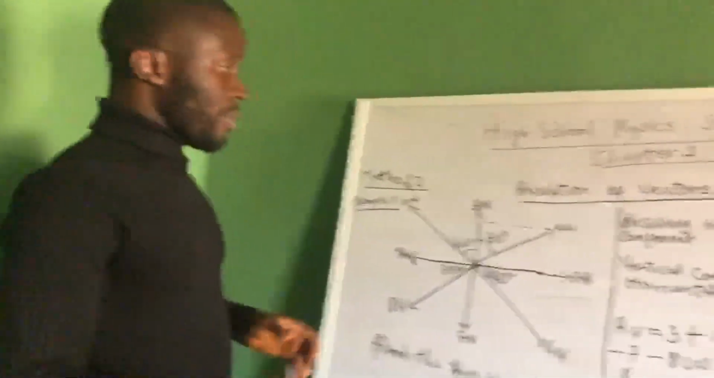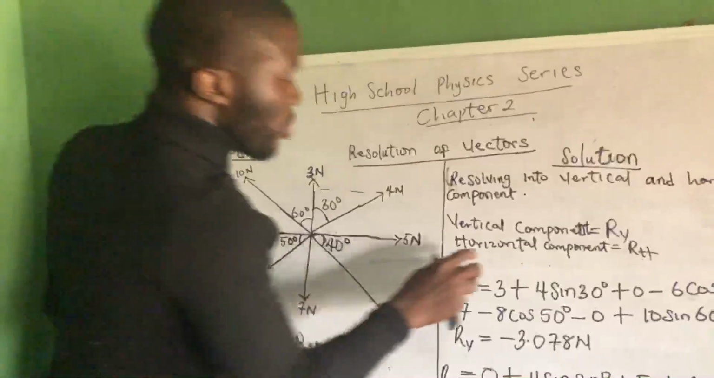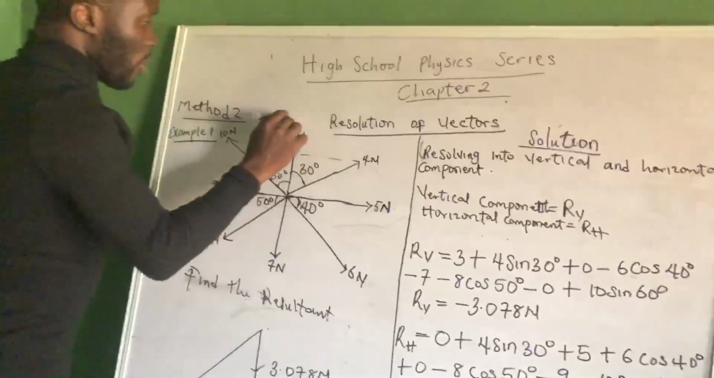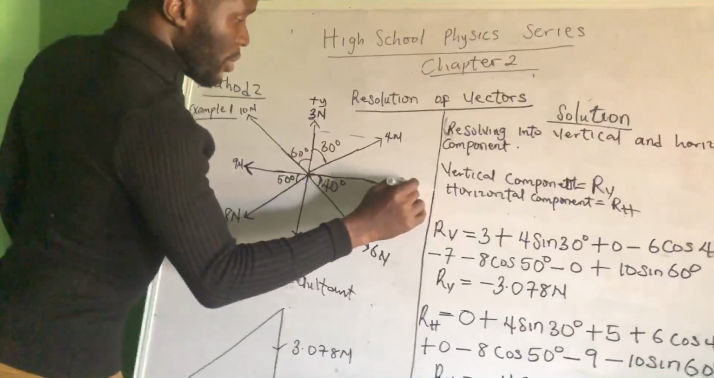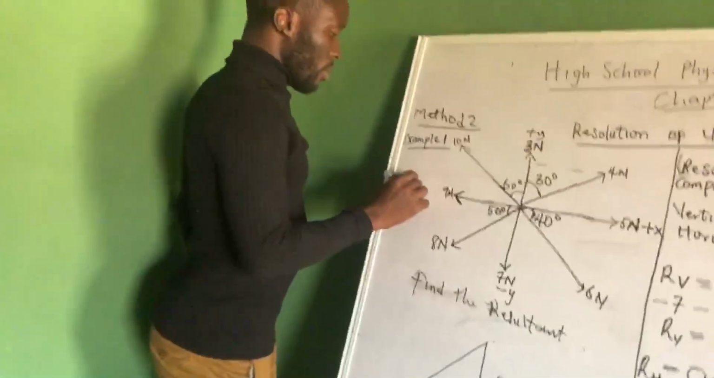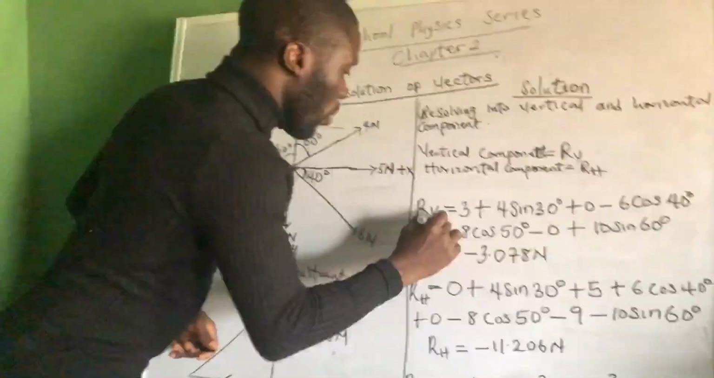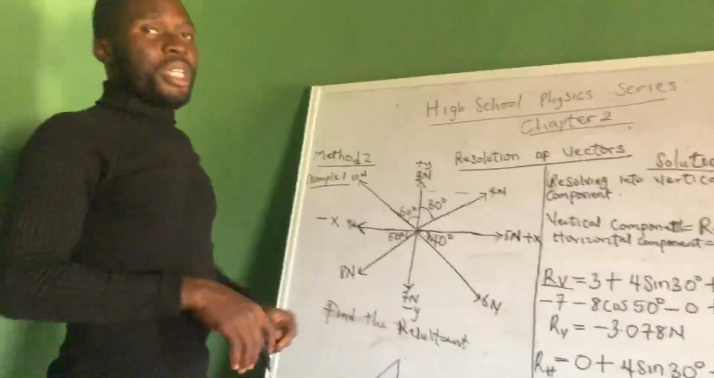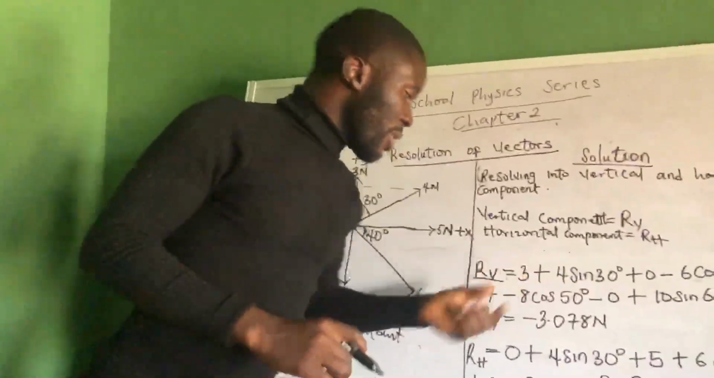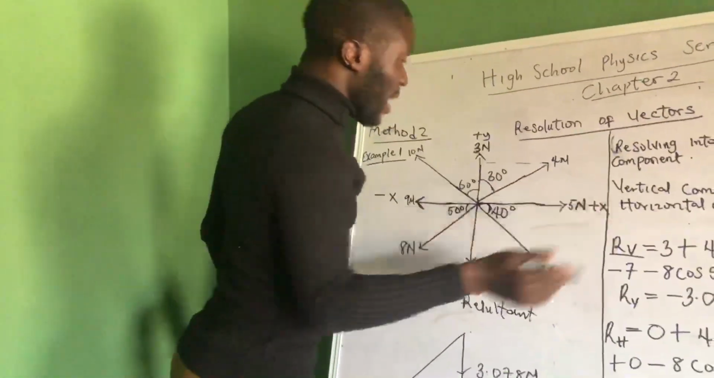So now, our vertical component still remains RV, our horizontal component still remains RH. Mind you, this is plus y, this is plus x, minus y, minus x. Now, if we want to resolve along the vertical component, if we start from 3 again, 3 is on the positive y-axis. So we pick 3. Now, we are resolving along the y-axis, that's along the vertical component.